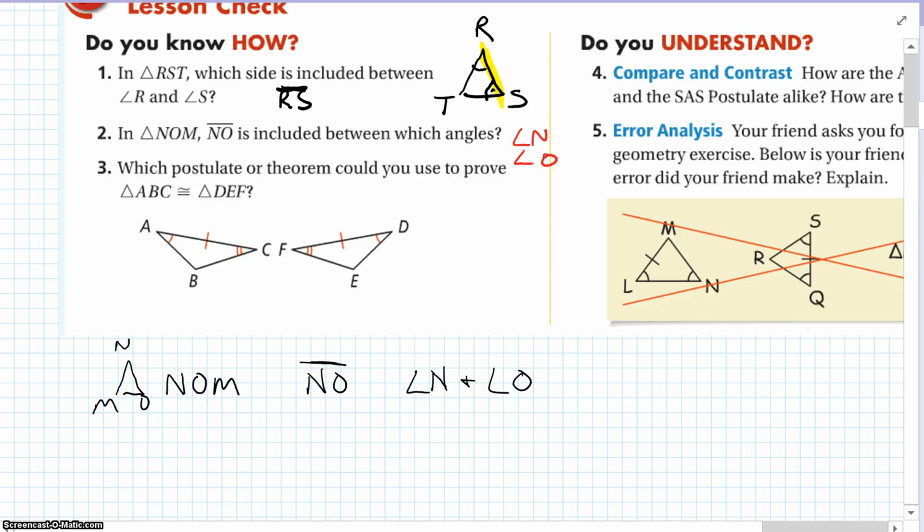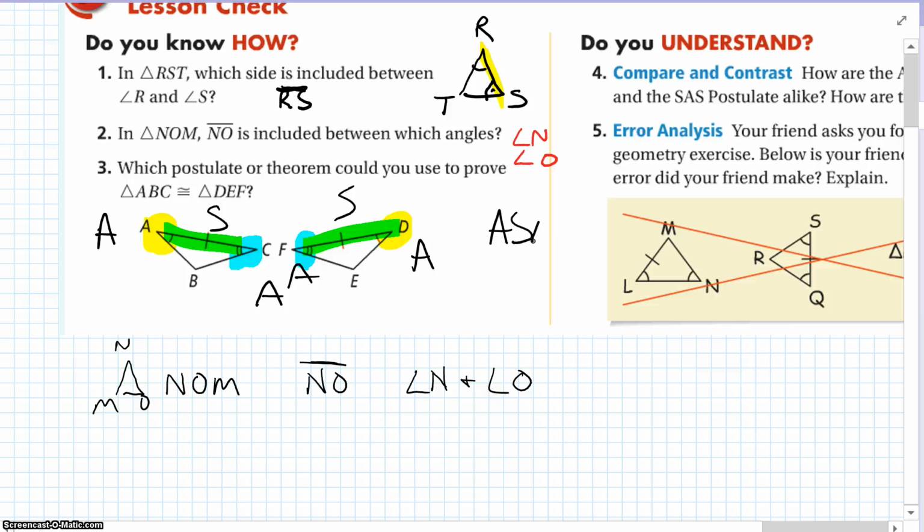Which postulate or theorem could you use to prove triangle ABC is congruent to DEF? Well, I have a side congruent to a side, and an angle congruent to an angle. I have a side congruent to a side, and I have an angle included to an angle. So I have ASA. So I have congruency by angle, side, angle. Okay. Moving on to part 2 now.